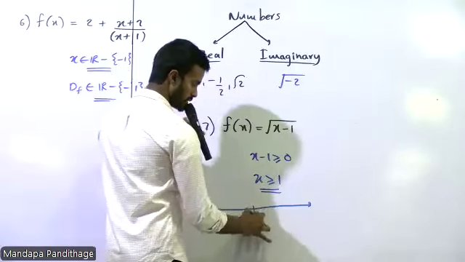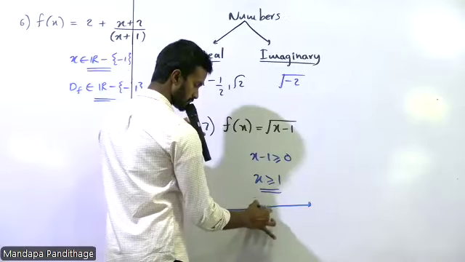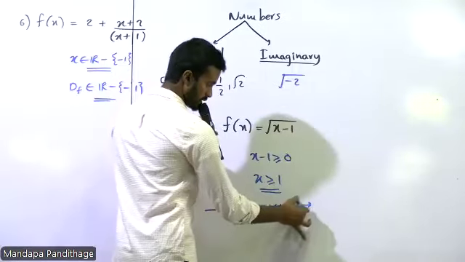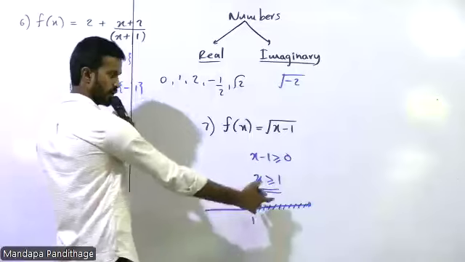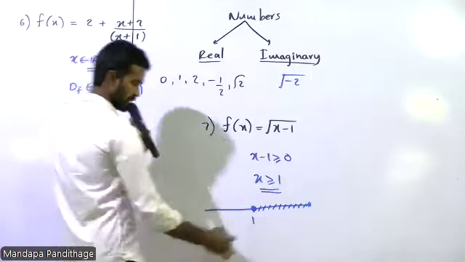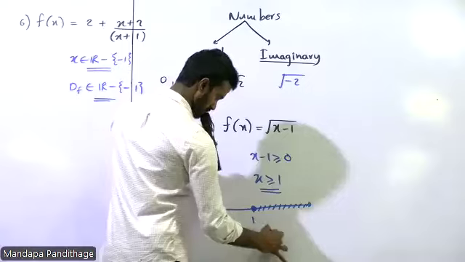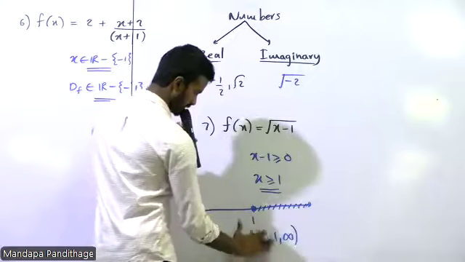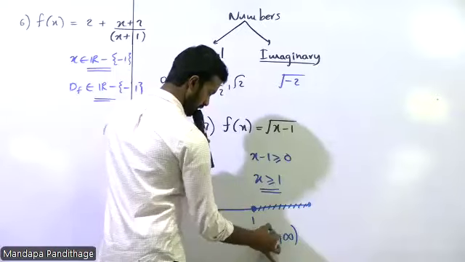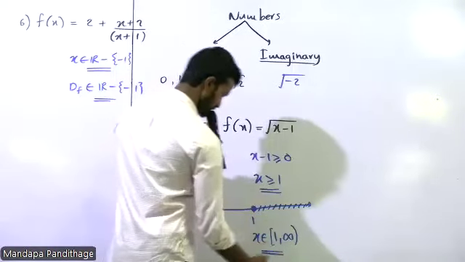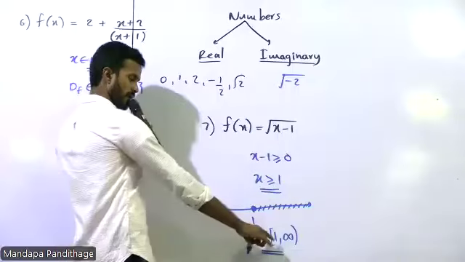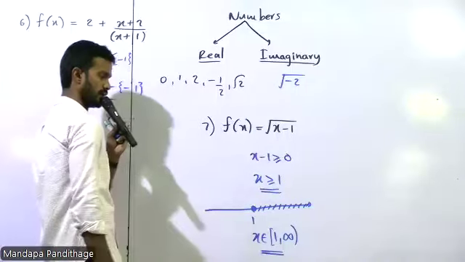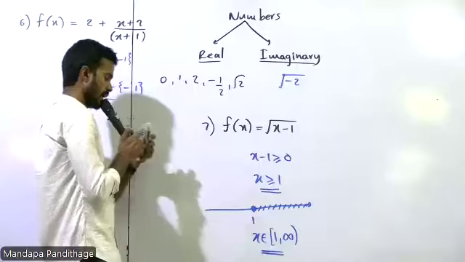And you can even denote this using the set notation. So how can you write this set notation? x is an element of square bracket 1, it goes up to infinity. Okay, so this is the domain of the function.